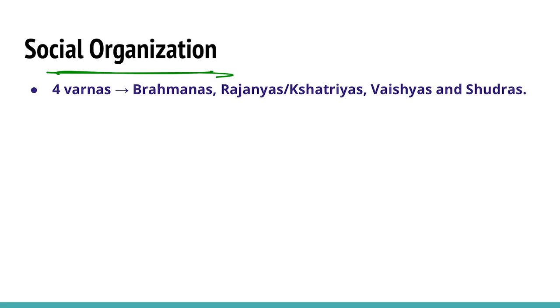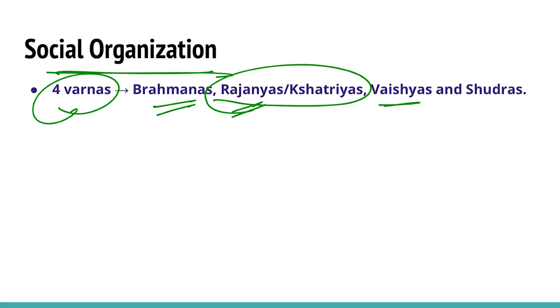Social organization. Later Vedic society came to be divided into four varnas, called Brahmanas, Rajanyas, who are also called Kshatriyas, Vaishyas and Shudras. The growing cult of sacrifices added to the power of the Brahmanas. In the beginning these Brahmanas were only one of the 16 classes of priests, but they gradually overshadowed the other priests.